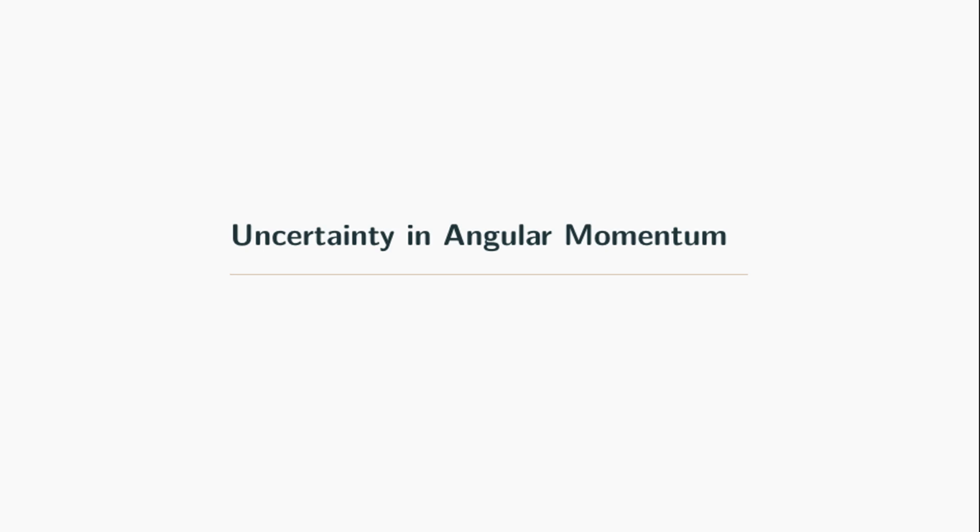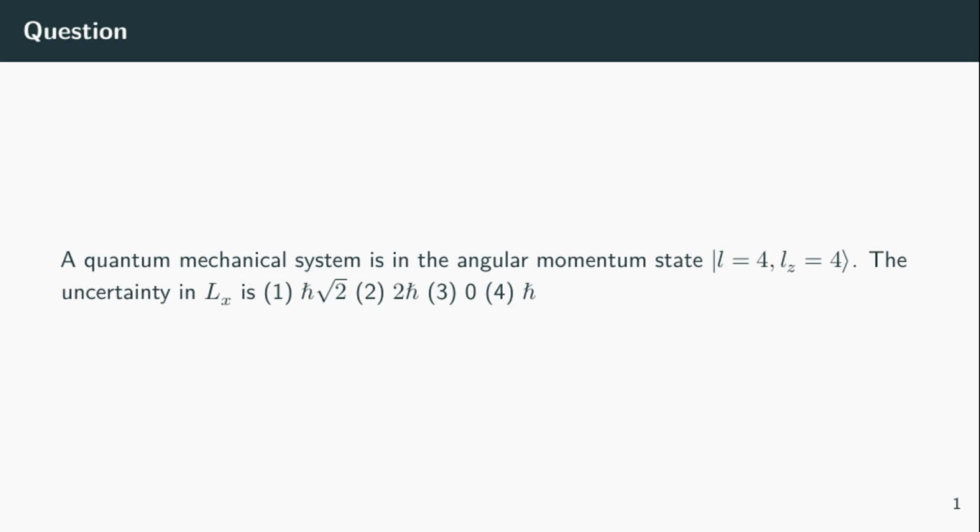Okay, let's talk about uncertainty in angular momentum, specifically in a quantum mechanical system. So we are given a system that's in a particular angular momentum state. This state is described by the quantum numbers L equals 4 and Lz equals 4. And the question asks us what is the uncertainty in Lx for this state. We have a few options given: h bar times the square root of 2, h bar, 0, or just h bar. Let's figure this out step by step.